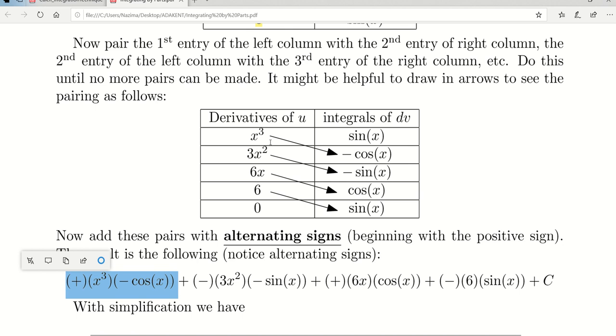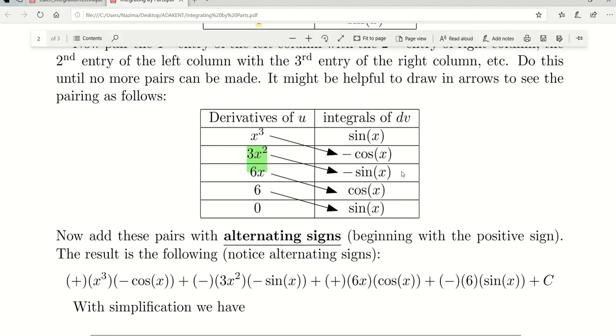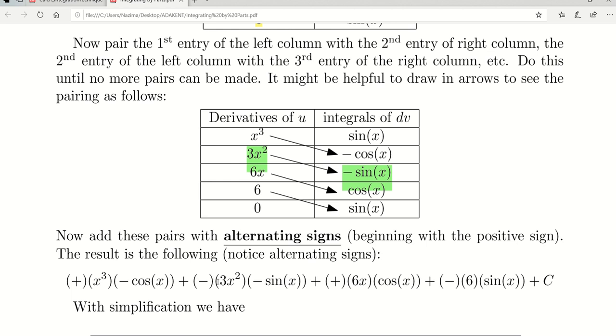By the way, here we apply plus, minus, plus signs. Alternating signs. So first of all we have plus, then we have minus. Multiply by this 3x to the power 2 with this one here, which is minus sinus x. You can see this green one's multiplication here.